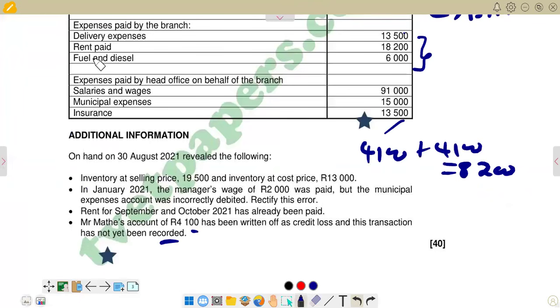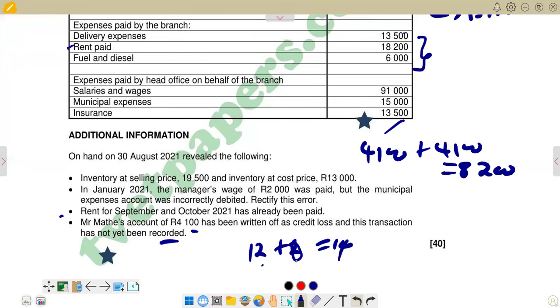We have also rent paid, 18,200, but we check the additional information and see that we've got something to do with rent, which is second from last point. Rent for September and October 2021 has already been paid. Our year is ending at the end of August, so September and October were paid, which means we've got an extra 2 months that we paid. So we are saying 12 months for the year, plus the extra 2, September and October, we are going to get 14 months. So the 18,200 that we are given is for 14 months. We have to remove these 2 months so that we are left with only 12 for that year. So there's a prepayment there.